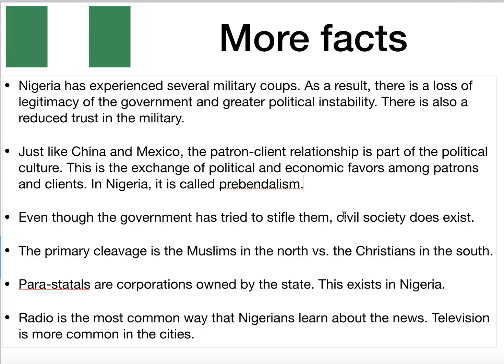Civil society does exist, though, in Nigeria. The government has tried to crush it earlier, but there really is a strong sense of civil society and groups committed to trying to improve life there. We already mentioned the primary cleavage. Corporations that are run by the state are called parastatals, and they do exist in Nigeria as well. And most Nigerians get their news from the radio. Obviously, the wealthy people in the cities use television.